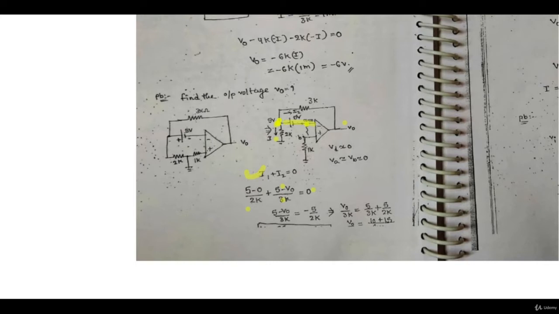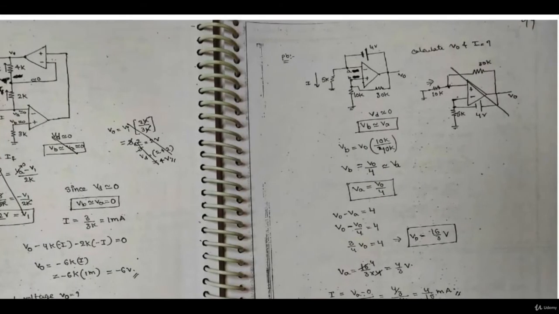By solving this equation you can get the value of V0. It is not visible here, but by solving it you will get the value of V0. Now let's go to the next question.